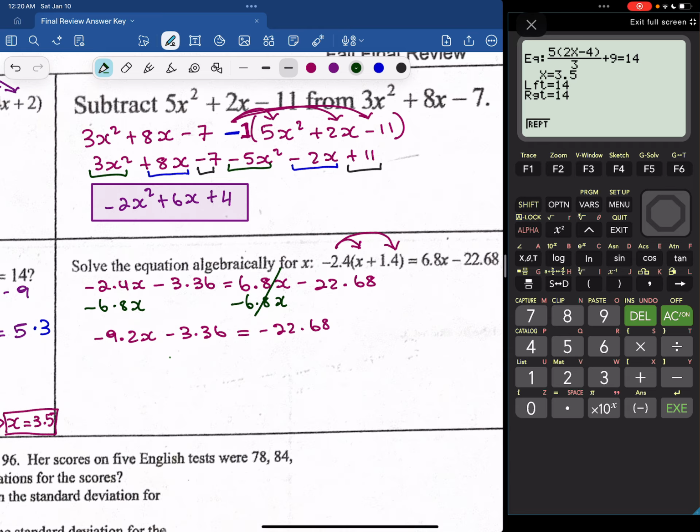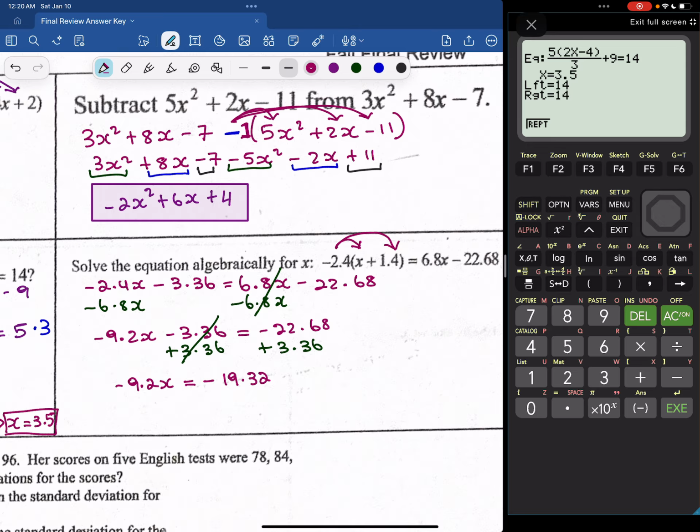Now I just need to move this negative 3.36 to the right side. So again, I will do the opposite, right? I will do inverse operation. So since this is negative 3.36, I'm going to add 3.36 to both sides. This will cancel, and we'll have negative 9.2x is equal to negative 19.32.